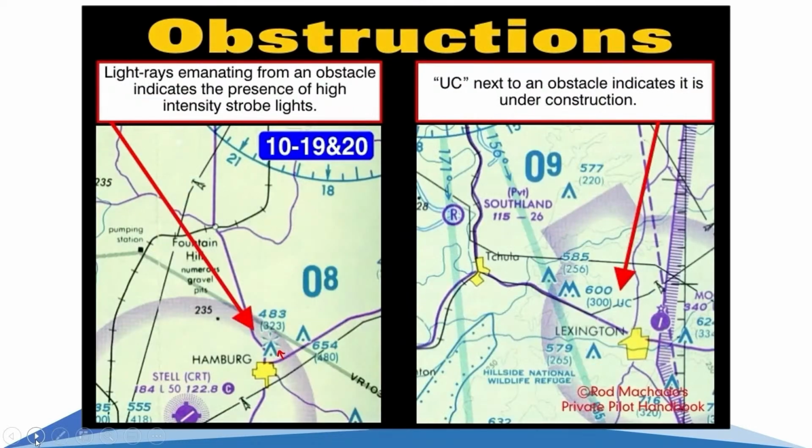In the event that it is under construction or they're still building it, here we can see two different obstacles next to each other. It's 600 feet MSL and 300 feet tall AGL, and we've got the term UC. That just means that they're working on it. It is under construction at that given moment.